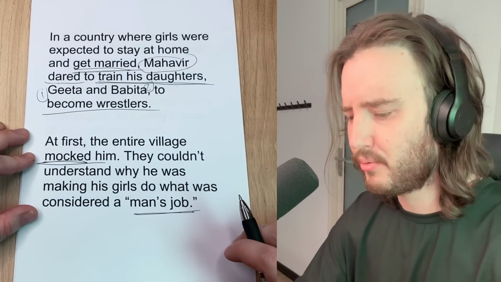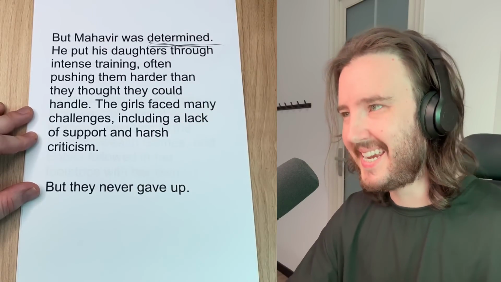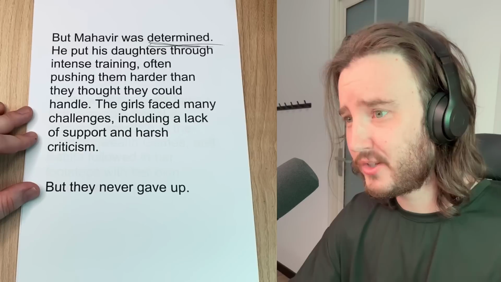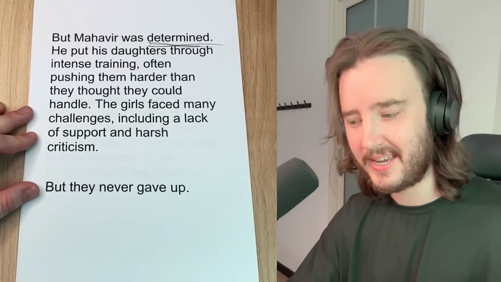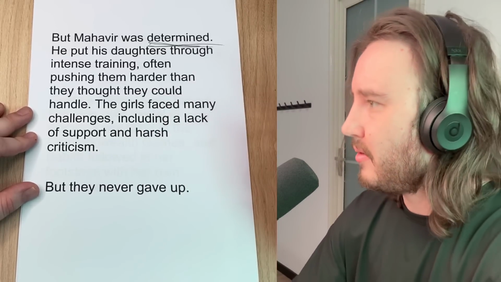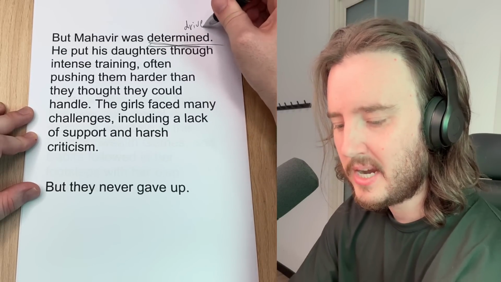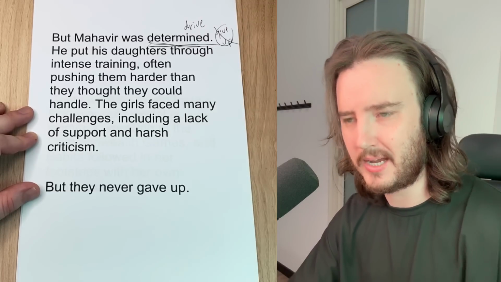Okay, I think that should be pretty clear to us. But Mahavir was determined and he didn't give up. And it's great that he didn't give up because otherwise we wouldn't have a good story to tell and learn about, would we? Yeah. It's a good thing that he was determined. He had drive. He wasn't going to give up. It wasn't an option for him, right?